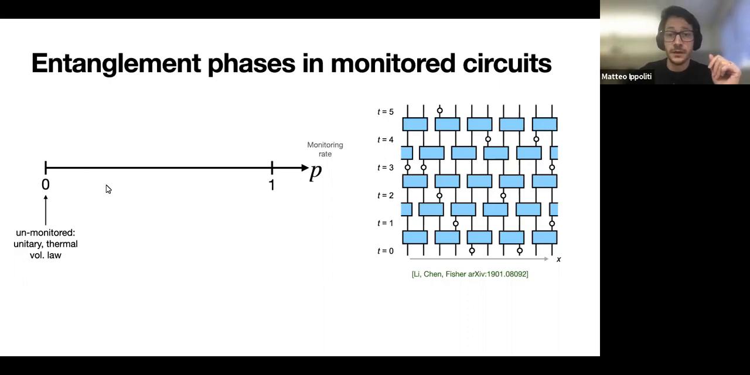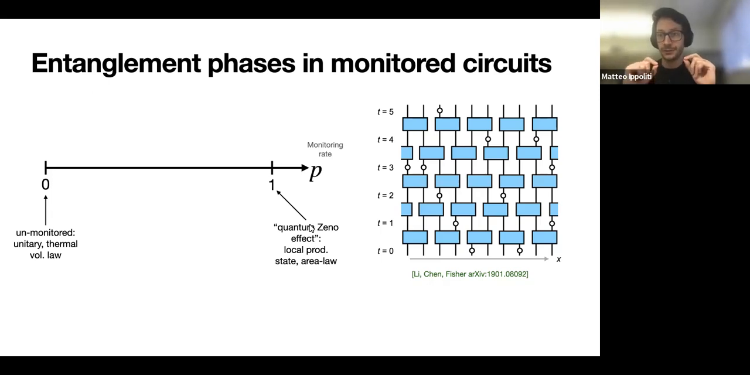a thermal phase. Conversely, the point where you're measuring everything all the time, so p equals 1, after every single gate you're measuring both the outputs. Well, then this is very reminiscent of the quantum Zeno effect, where you're just monitoring everything all the time, and you're basically not giving your state any chance of evolving away from a product state. So then you clearly have no entanglement.